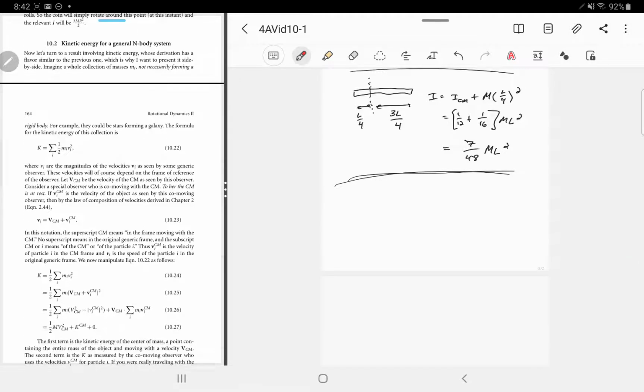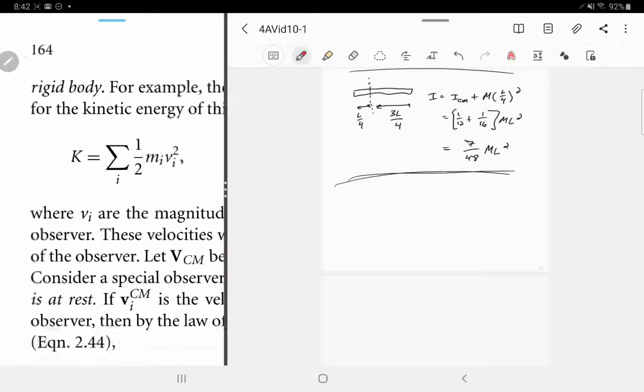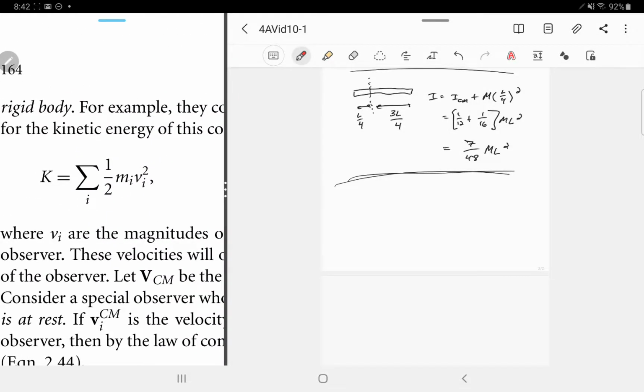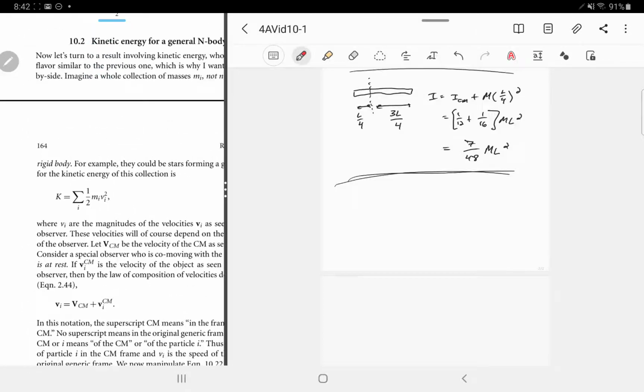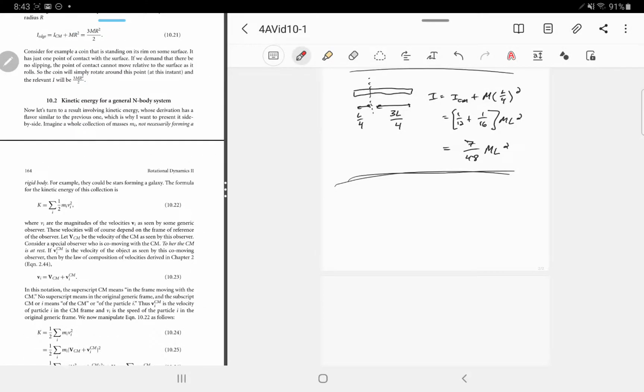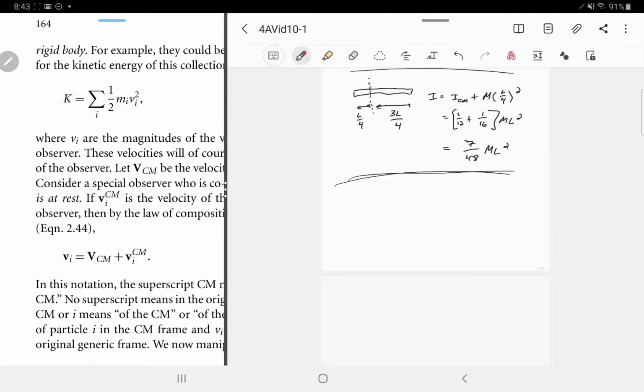What your book does here is it talks about kinetic energy, and it says that the kinetic energy is 1/2 mv squared, and this is true. This is the total kinetic energy, pretending you're ignoring all rotation or anything. But it's nice to separate the motion into the motion of the center of mass and then some rotation about the center of mass. And this is exactly what he says in this bottom equation right here.